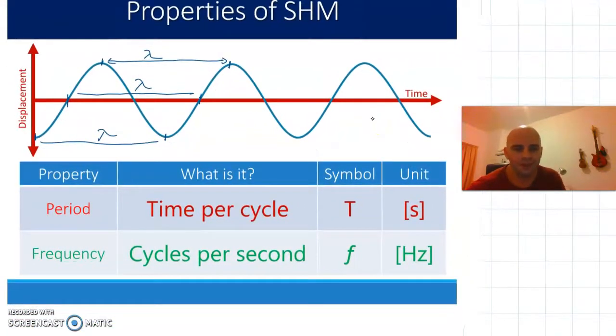So sorry, they are not wavelengths as such, because I'm not measuring in displacement. I'm measuring on my axis in time. So this is time. This is one period, T. This would also be one period.